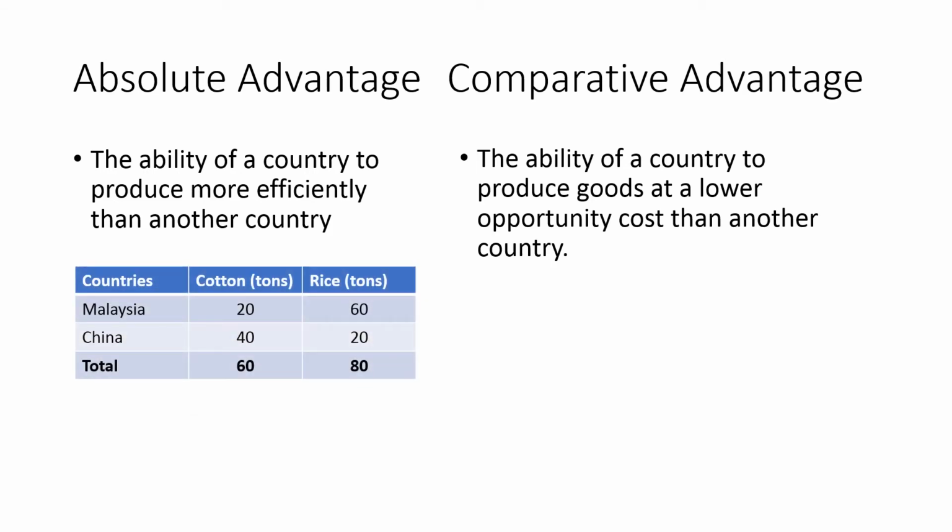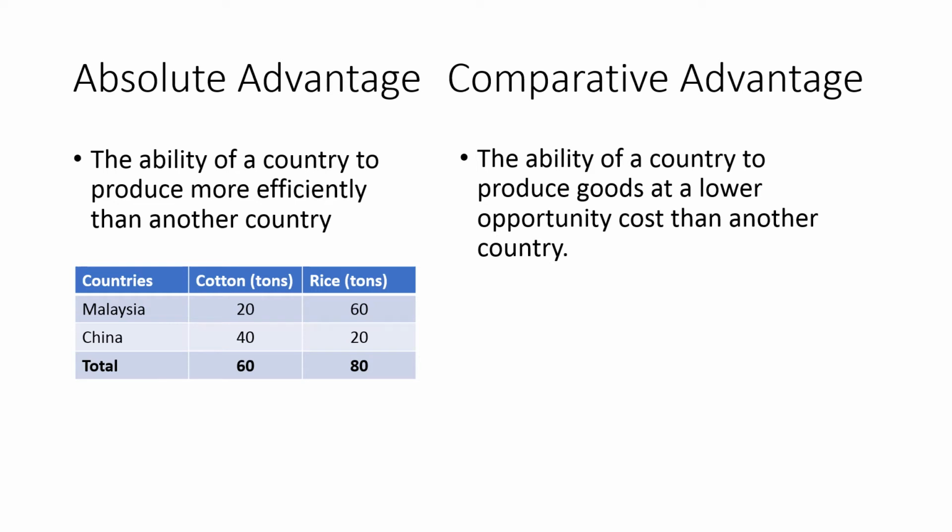Okay, this is an example of absolute advantage theory. We have two countries, Malaysia and China, which will export and import two goods, cotton and also rice. From this table, both countries divided their resources equally. For instance, Malaysia uses 50% of the given resources to produce cotton and another 50% to produce rice. Thus, Malaysia can produce 20 tons of cotton and 60 tons of rice.